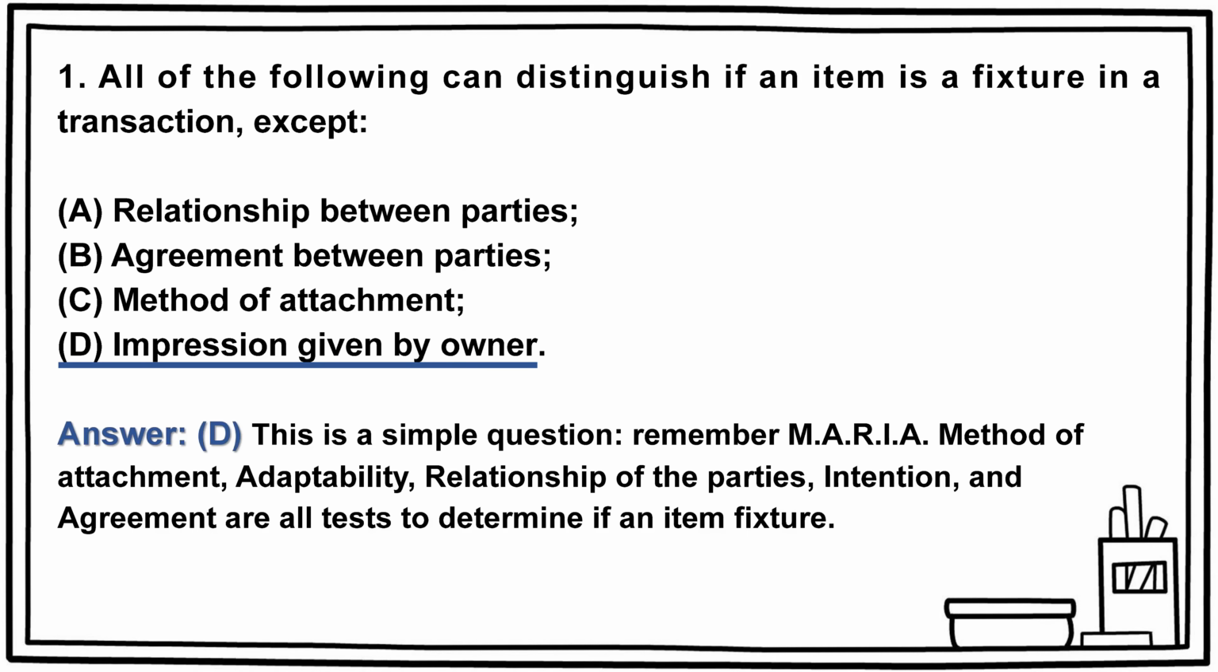Answer D. This is a simple question. Remember MARIA: method of attachment, adaptability, relationship of the parties, intention, and agreement are all tests to determine if an item is a fixture.